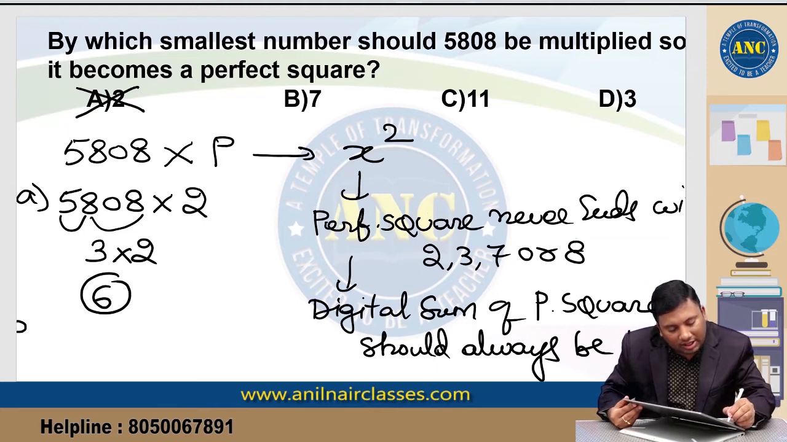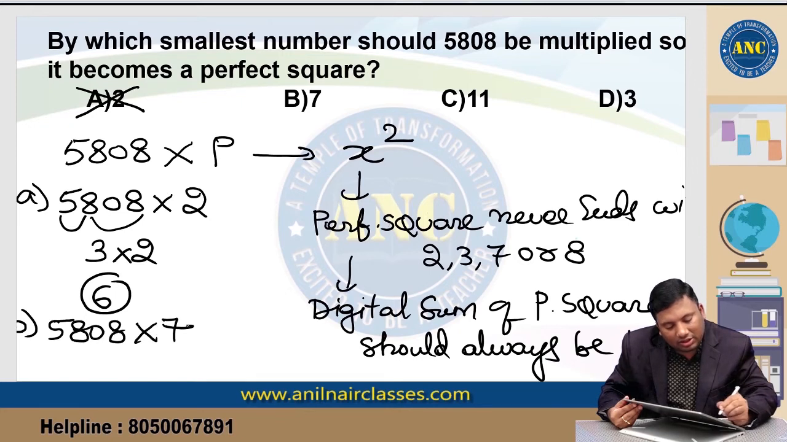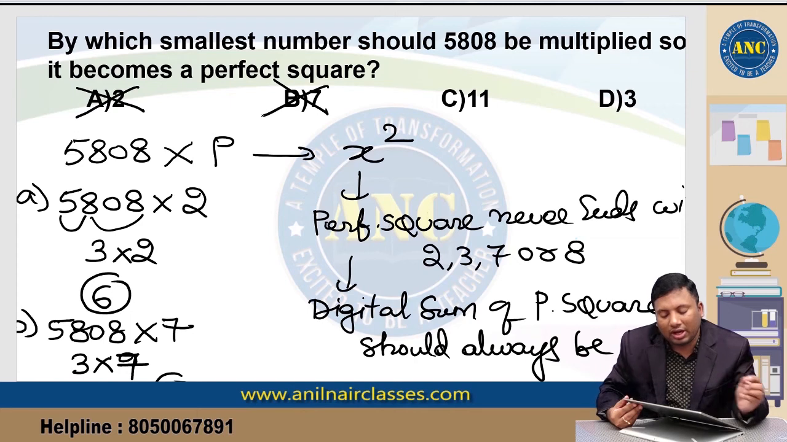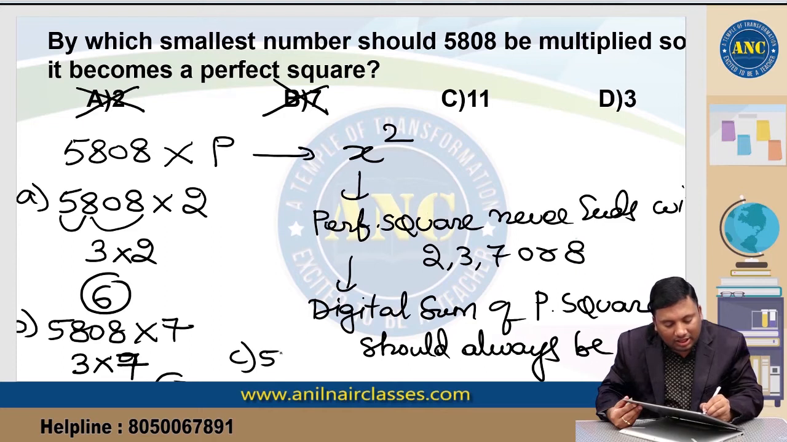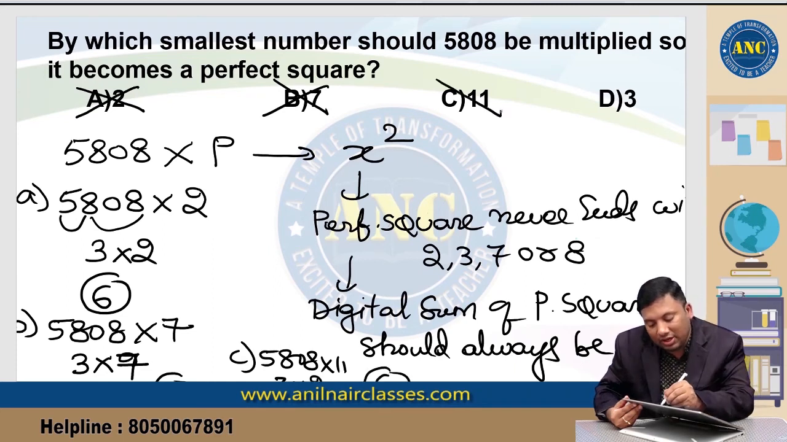So this is out. Second option, 5808 into 7. The digital sum is 3. 3 into 7, 3 sevens are 21, 2 plus 1 is 3. A perfect square should have digital sum 1, 4, 7 or 9. Third option, 5808 into 11. This is nothing but 3 into 11 is 2, which is 6. A perfect square should have digital sum 1, 4, 7 or 9.